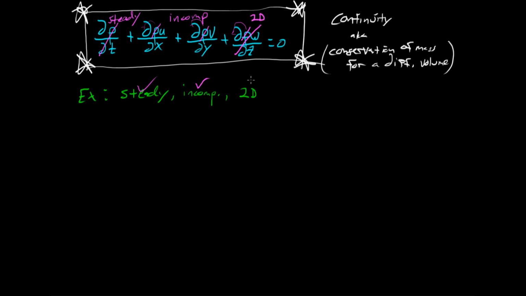And so for steady incompressible 2D flow, we're left with a simpler version of the conservation of mass that looks like this. And what that tells us is that du by dx has to be equal to negative dv by dy. And you might be thinking, yeah, and?